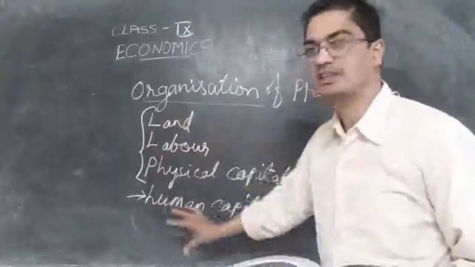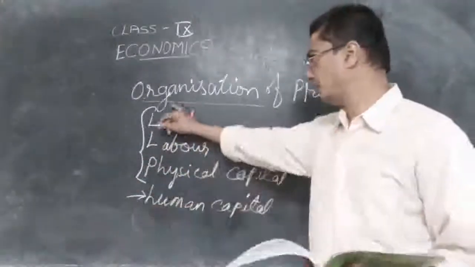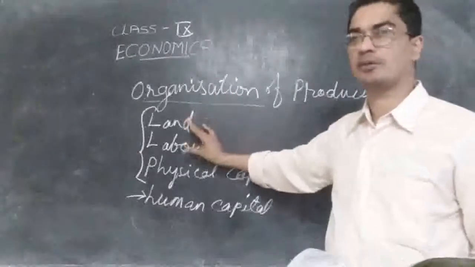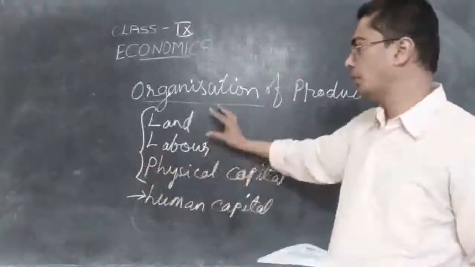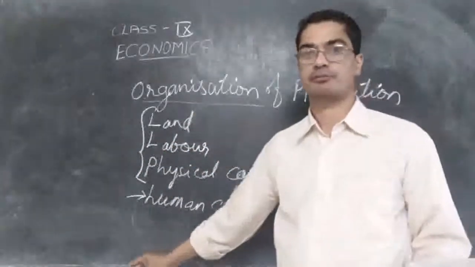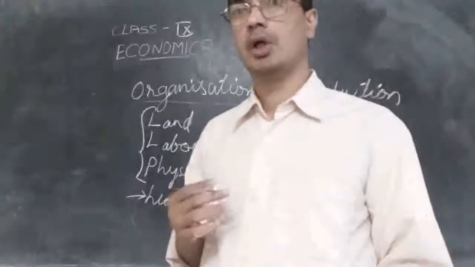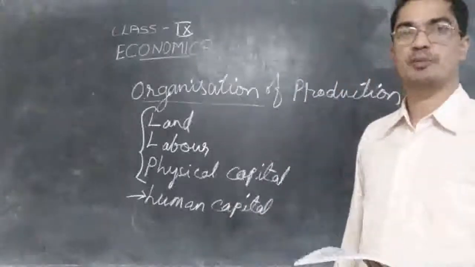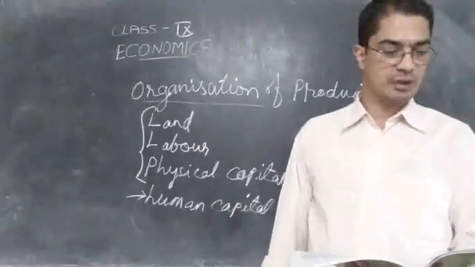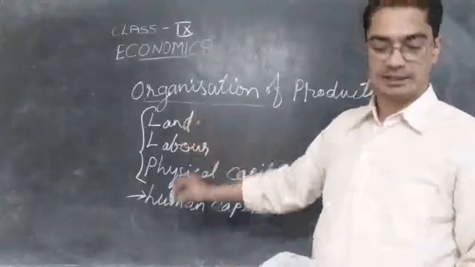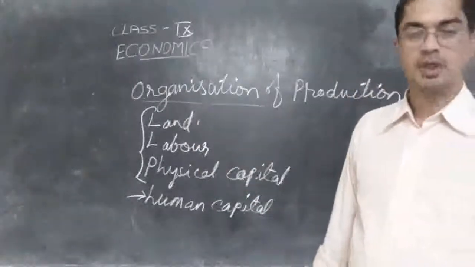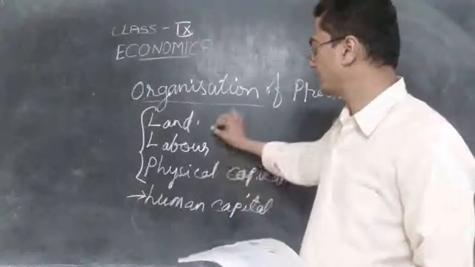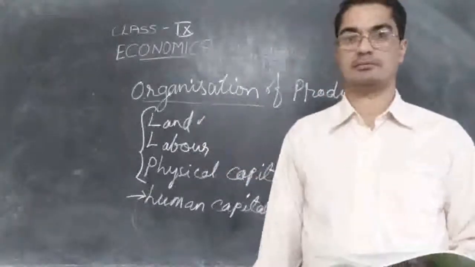So we need to organize these things in order to produce something. That's why it says organization of production. We cannot just take one thing alone, then it is not going to be successful. All these things are needed in order to produce something. So first of all, the first requirement is land. And when we say land, we mean all that is there in nature. For example, water is there, forest is there, minerals, all these are included in the land. If you want to produce something, we need land.